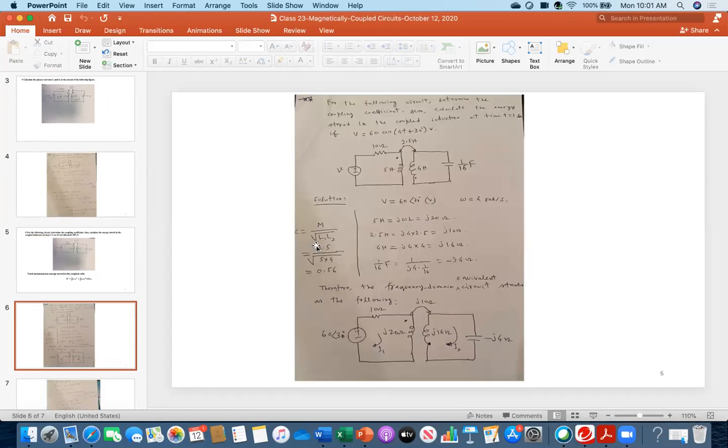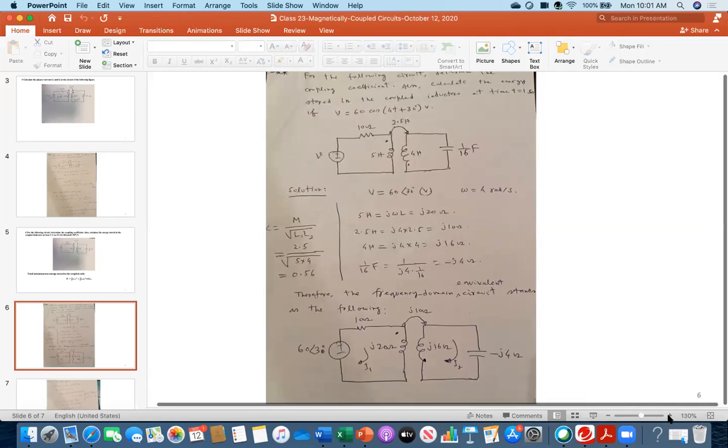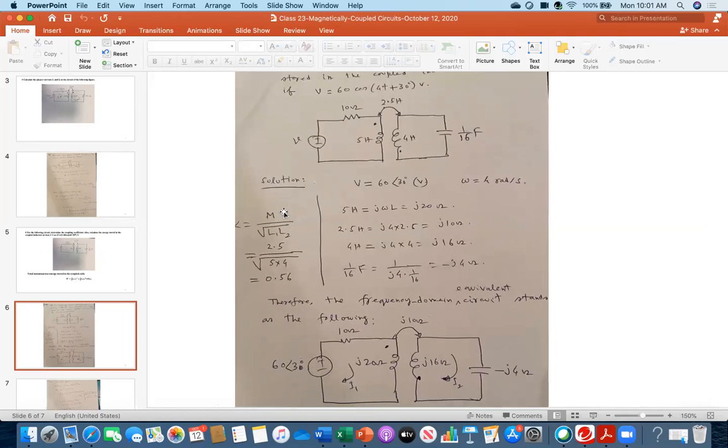So everybody see, first I am calculating K here. So what is K? K was M over the square root of L1 and L2. M was this one, 2.5 Henry, directly 2.5. L1 is 5 Henry, and this was 4 Henry. So I got a K value of 0.56. So that answer is done.